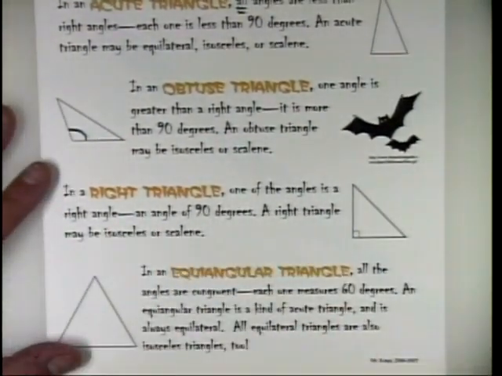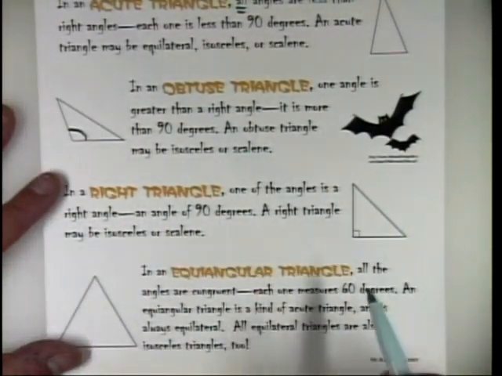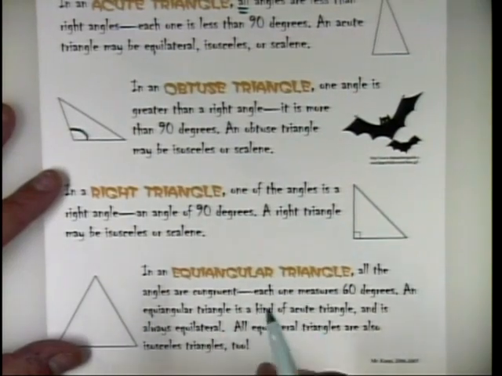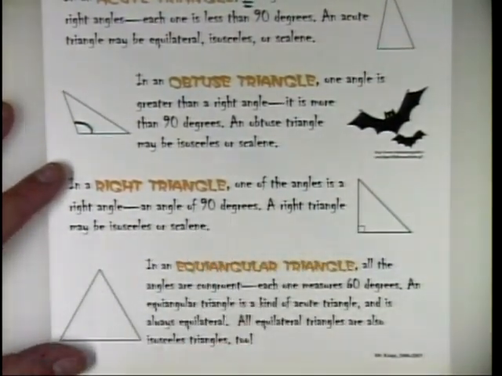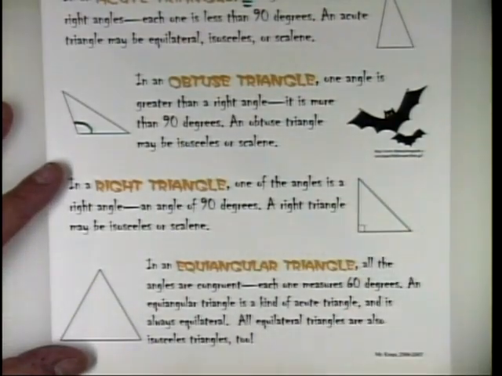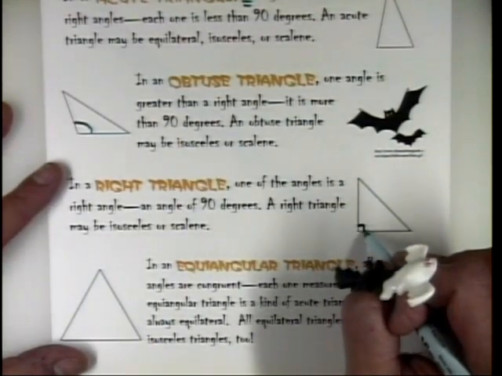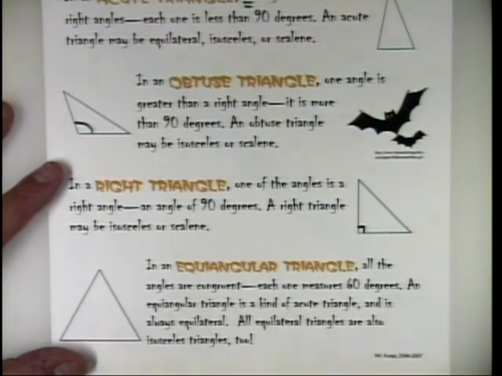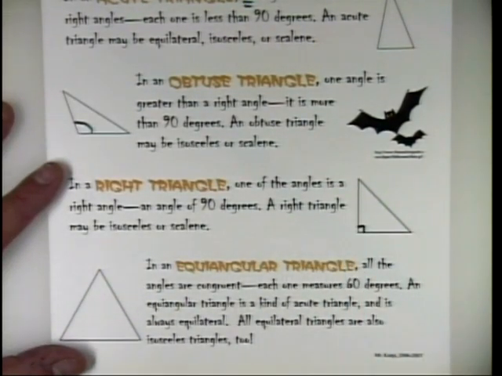Now, the next kind of triangle is called a right triangle. In a right triangle, one of the angles is actually a right angle. That means it is 90 degrees. And remember, in a right angle, we denote 90 degrees by using this little mark here. It's a little bitty box in the corner. That means that angle is the right angle, and it's 90 degrees exactly on the mark.